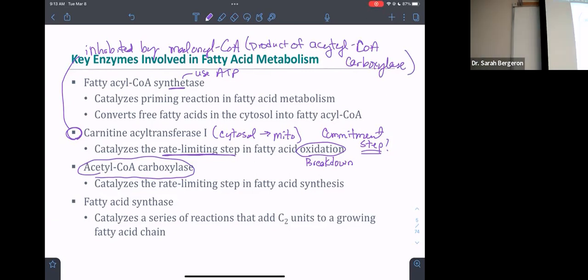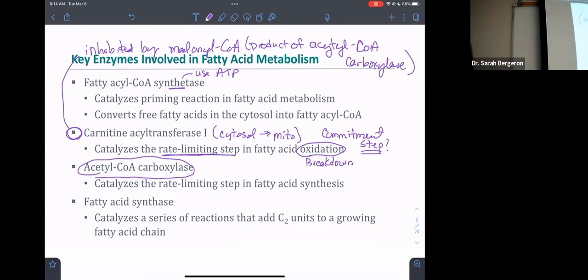Does that make sense? That the product of the fatty acid synthesis enzyme, the rate limiting enzyme, inhibits the breakdown. If you're synthesizing it, do you want to break it down? No, not yet, right? And that makes sense. So we have to always be thinking about regulation.